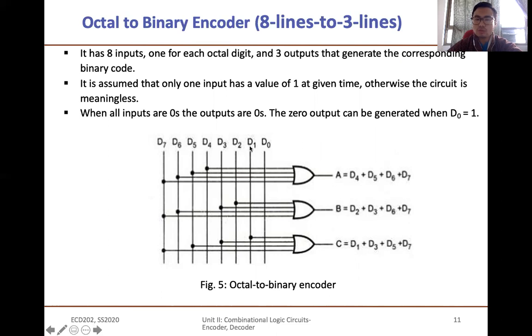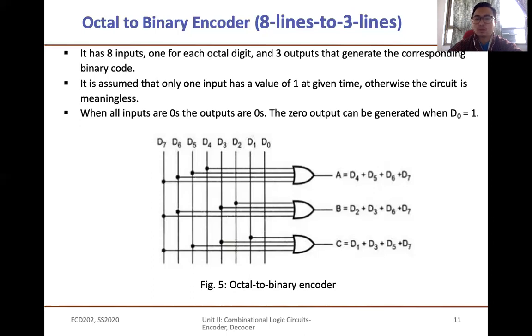Now when you give D1 equal to high and turn off the rest, then if you look closely, the output connected to D1 is C. This one is the MSB, and this one is the LSB. So therefore 0, 0, 1. When you give high to D1, your output will be 0, 0, 1, which is equivalent to decimal number 1.